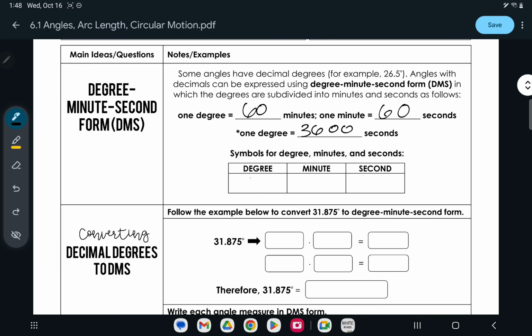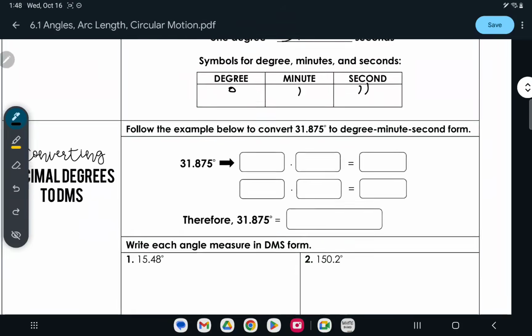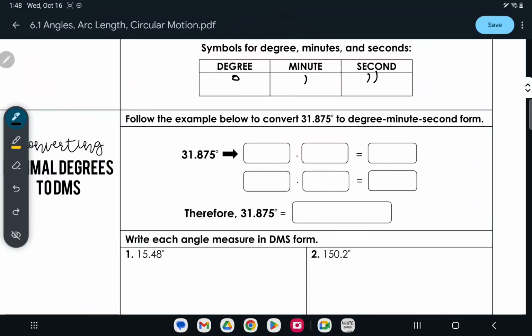Some notation here. The symbol for degree is like a little circle. The minute notation is like an apostrophe. And then the second is like 2 of them. Think like if you're writing feet and inches, so like 4 foot, 8 inches. Same idea. All right, so to convert, let's go from degrees into the minute second.